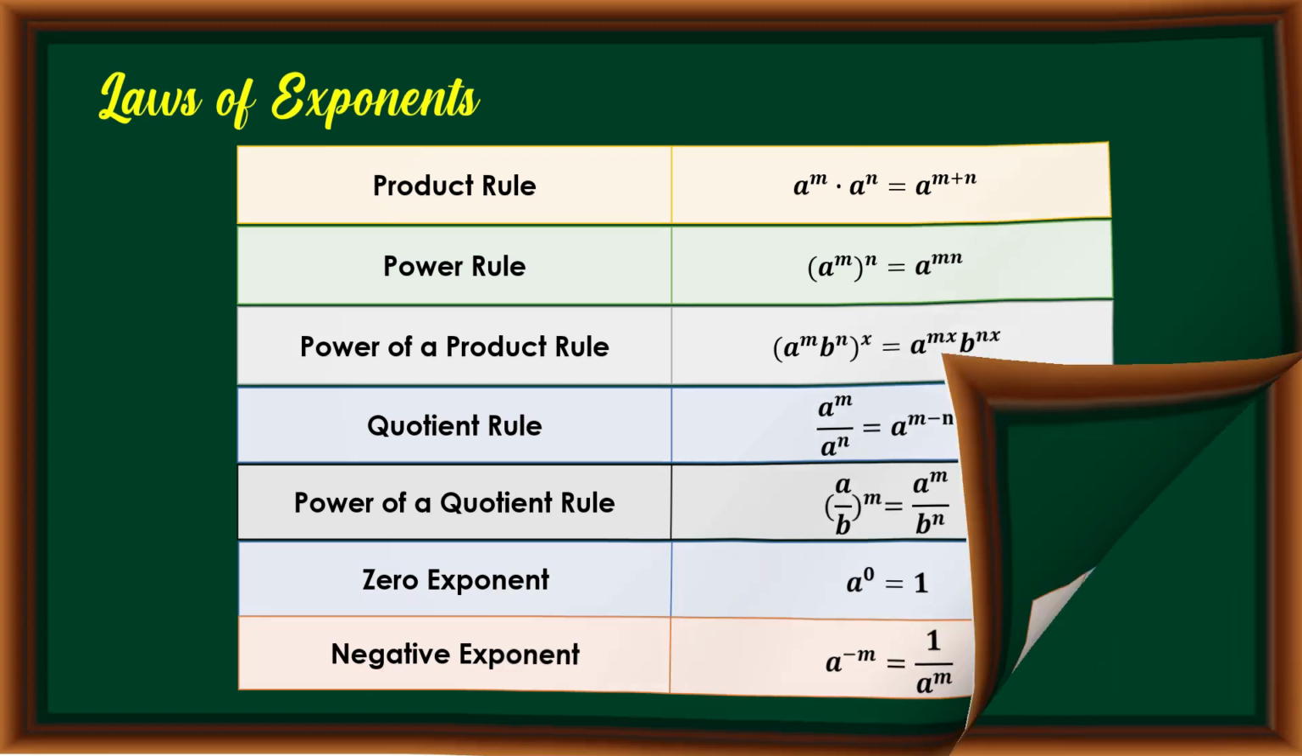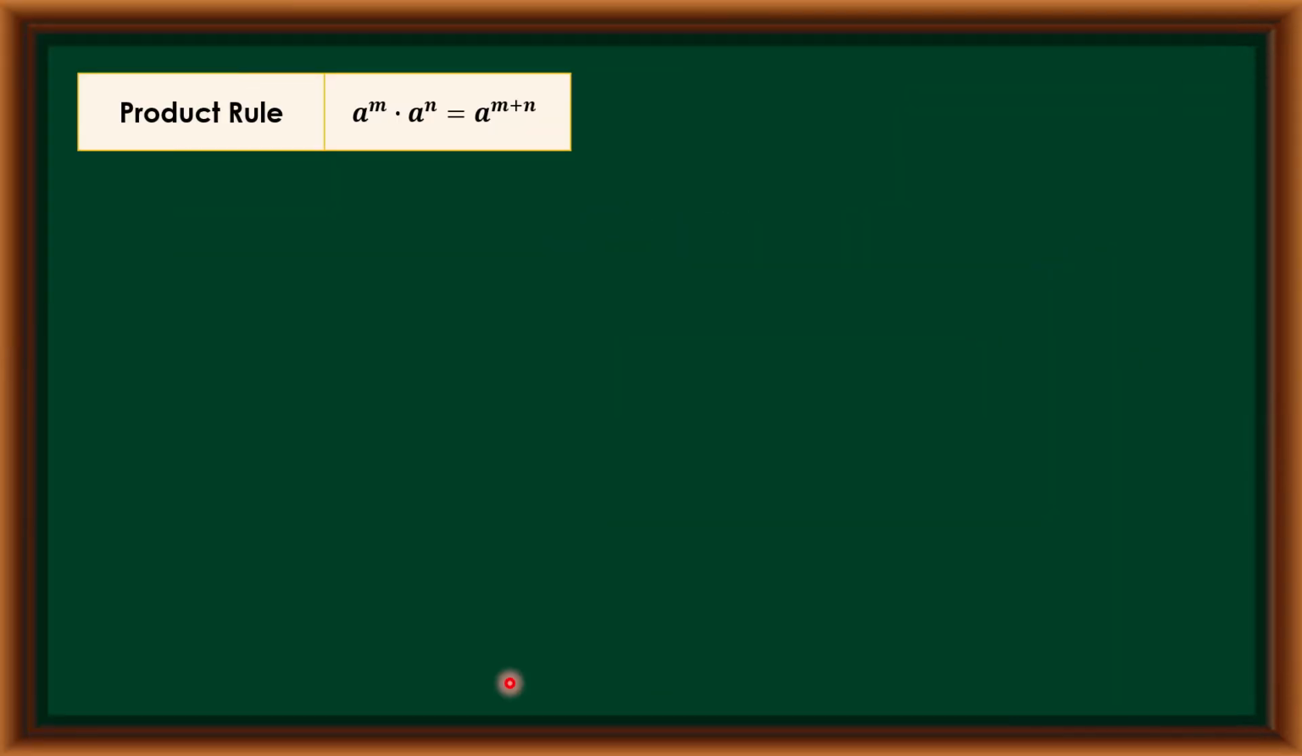So let's start discussing first with the product rule. According to the product rule, the expression should have the same base. So from here, we have base a and base a for the second expression. And if that is the case, then we will simply add the exponents. So the answer will be copy the base and add the two exponents, m plus n.